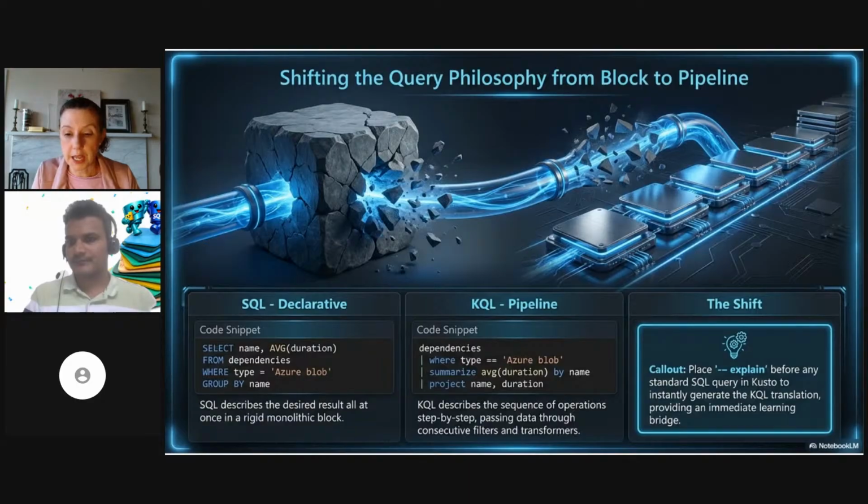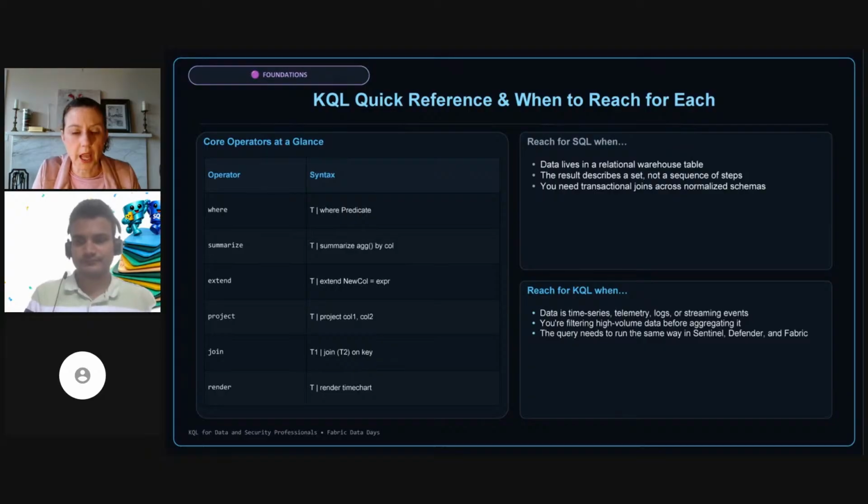So a call out: place explain before any standard SQL query in Kusto, and KQL stands for Kusto Query Language, Kusto to instantly generate the KQL translation, providing an immediate learning bridge. So, KQL quick reference and when to reach for each.